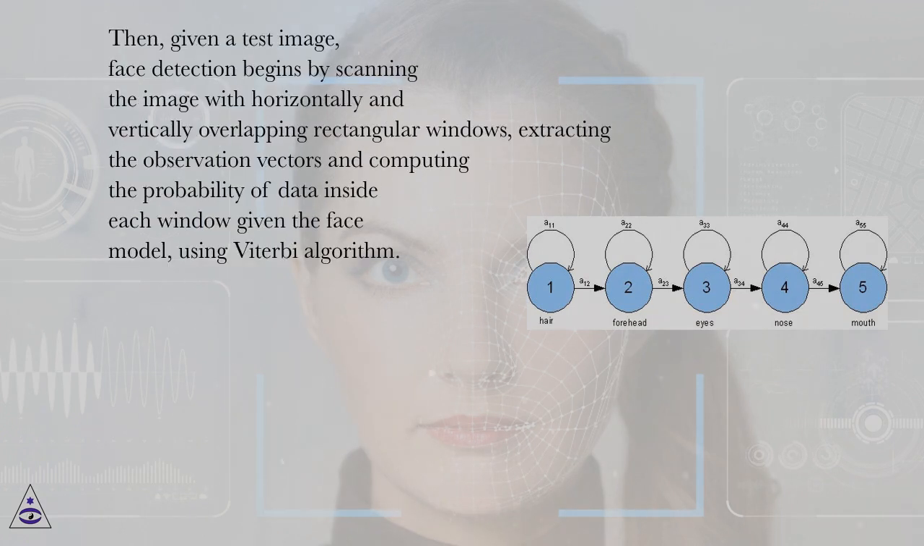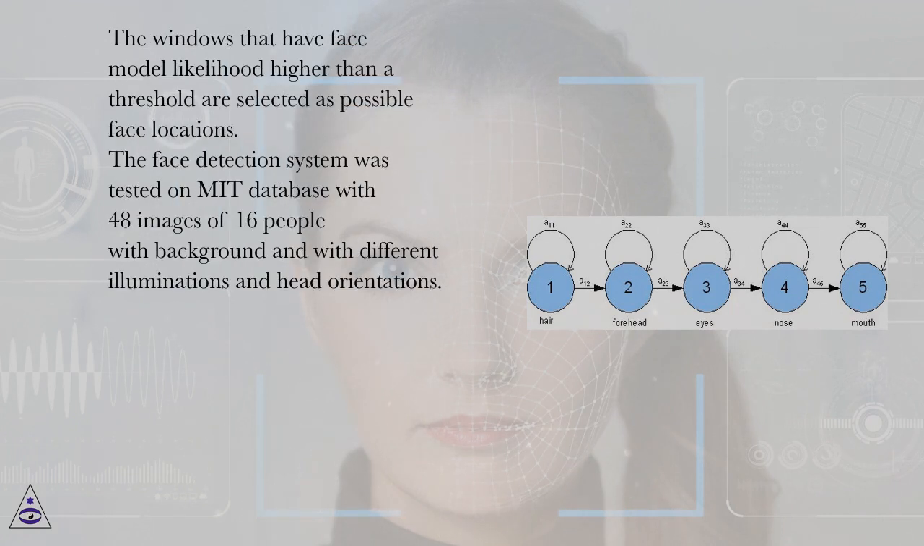Then, given a test image, face detection begins by scanning the image with horizontally and vertically overlapping rectangular windows, extracting the observation vectors and computing the probability of data inside each window given the face model, using the Viterbi algorithm. The windows that have face model likelihood higher than a threshold are selected as possible face locations.